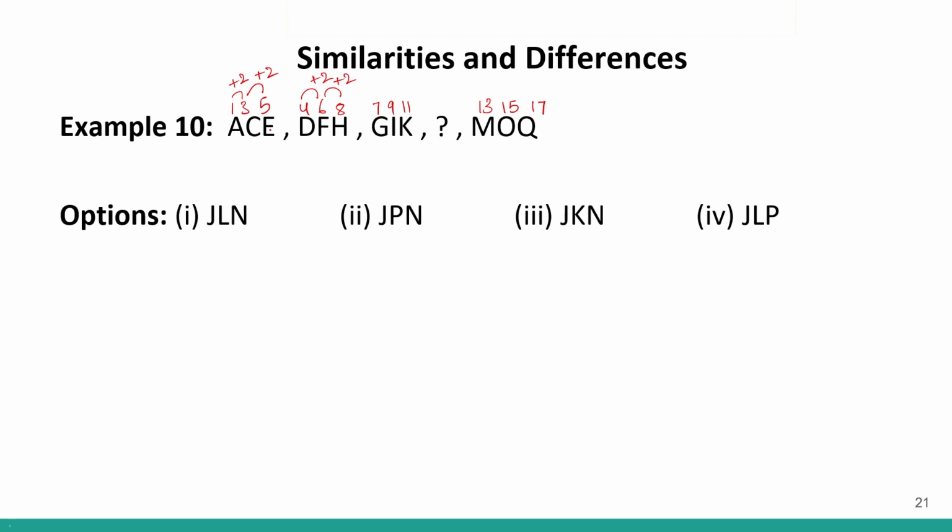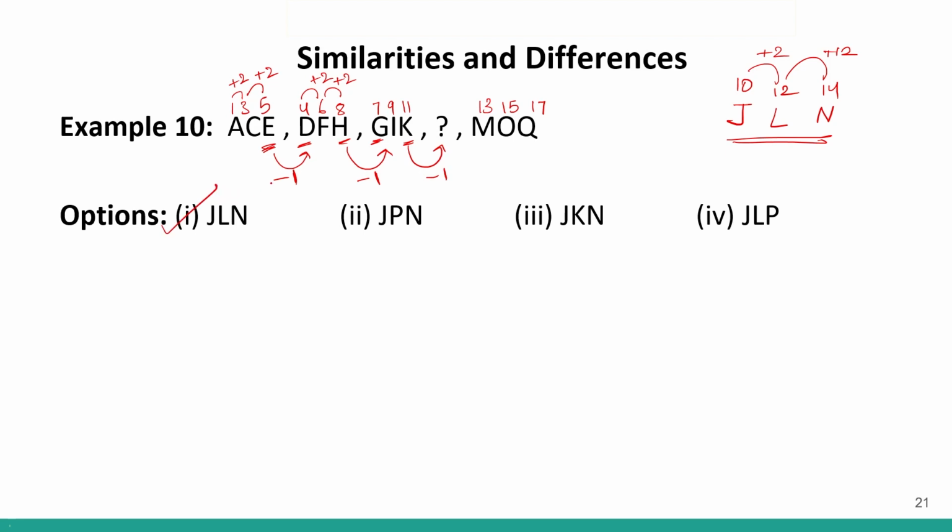Now, from here, if you see, this is 5th rank and this is 4th rank. Here we go minus 1. This is 8th rank and this is 7th rank. Here we go minus 1. So from the last letter, we are going minus 1 to get the first letter of the next term. If this is 11, we'll go minus 1, which will give us the 10th position. Then we'll jump 2 and 2, so we'll get the 12th position and 14th position. At the 10th position, we have J, then we have L, and then we have N. So our answer will be JLN, which is option number 1.